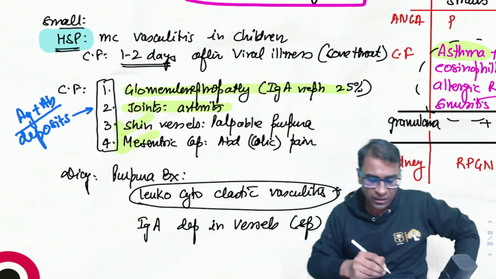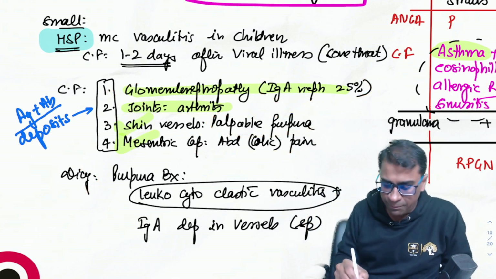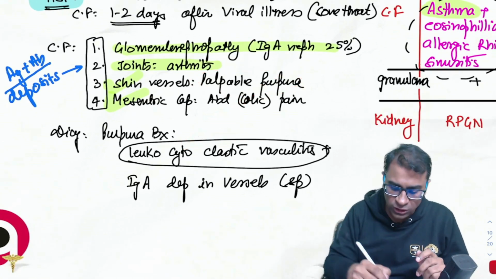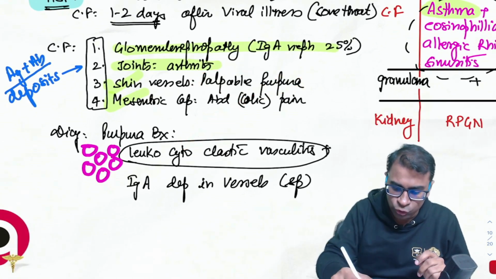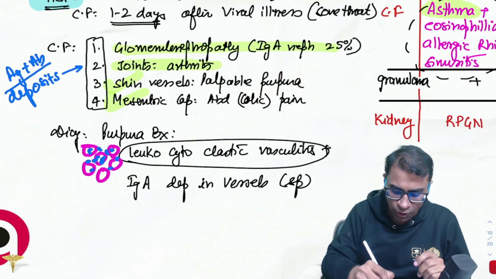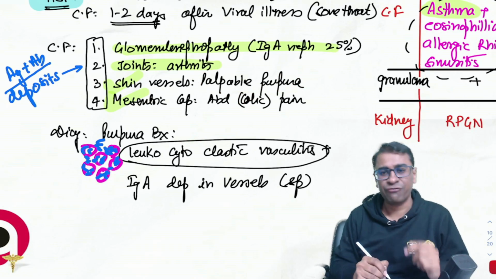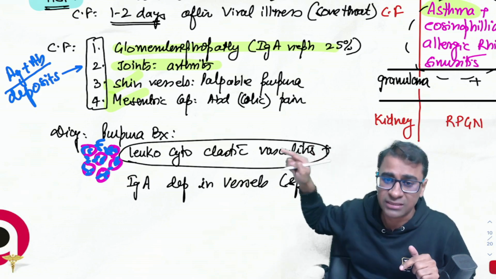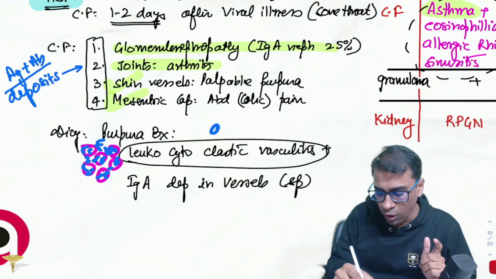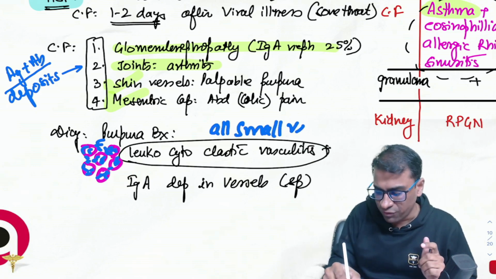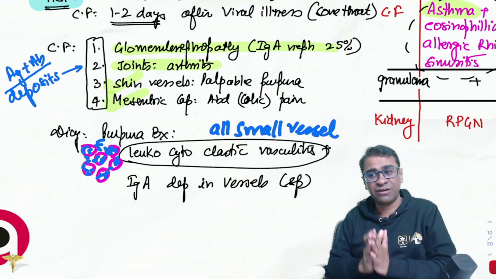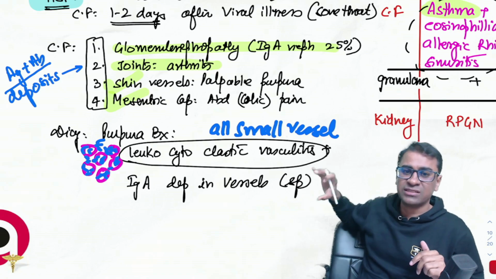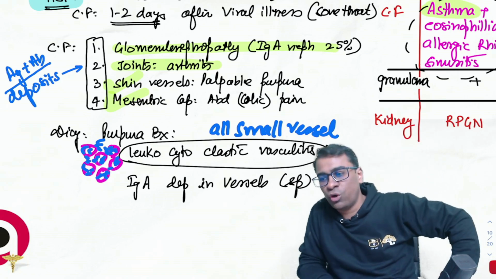For diagnosis, take a biopsy from the purpura. This will show a large number of small capillaries, and the capillaries will have a huge number of neutrophils, a pattern called leukocytoclastic vasculitis, meaning neutrophils in the capillaries. But this finding is seen in all small vessel vasculitis. It is not a specific finding for HSP. So what is the specific finding for HSP? IgA deposition in vessels is the specific finding for Henoch Schönlein Purpura.